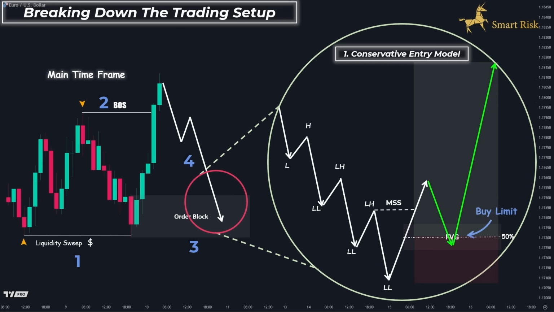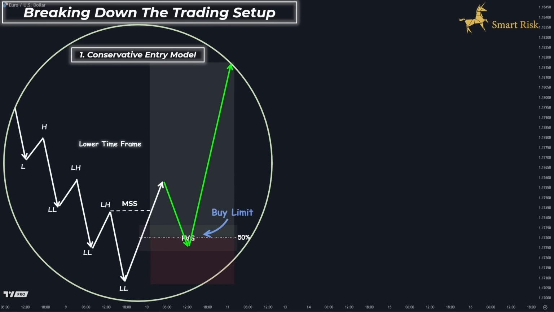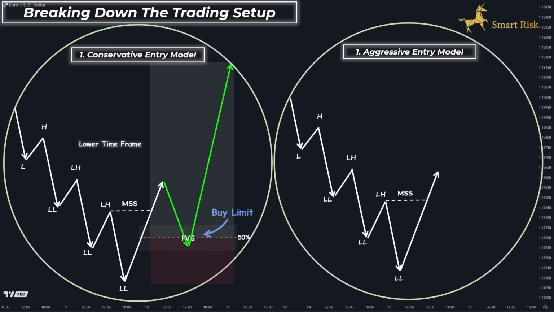setup. However, in the second entry method, the more aggressive approach, once the price taps into the higher time frame order block, the next step is to zoom into the lower time frame. Here, we're looking for a violated fair value gap that transforms into an inversed fair value gap. That's your first confirmation. Once this inversed fair value gap forms, it's likely to hold as a new support zone, giving us a solid entry point for a buy position.